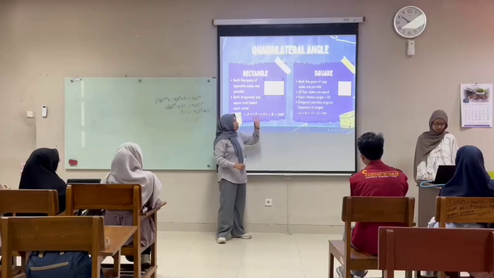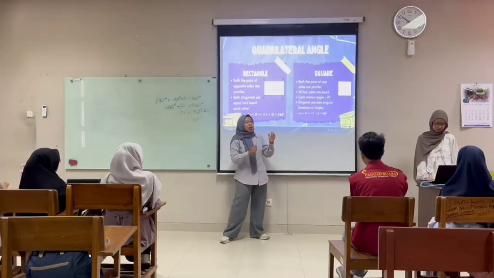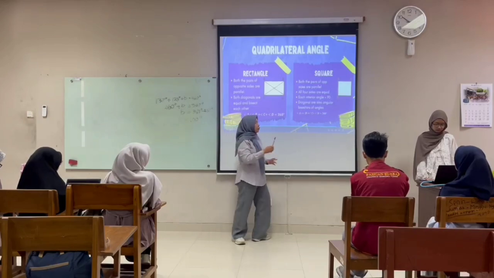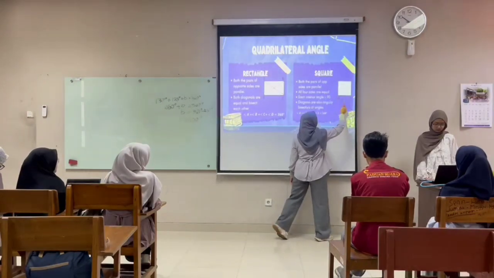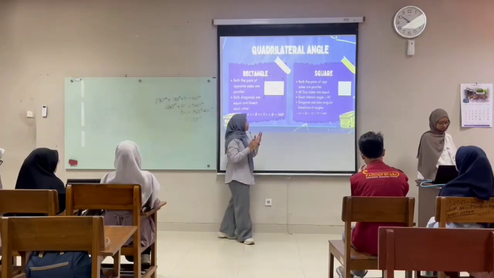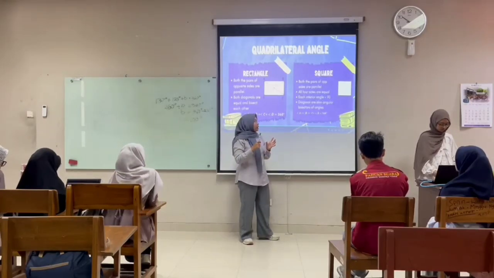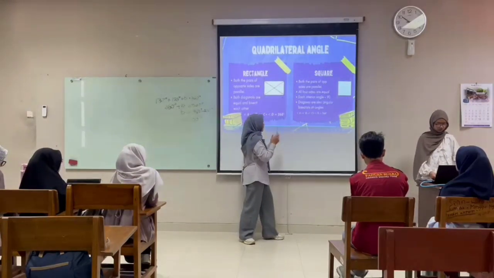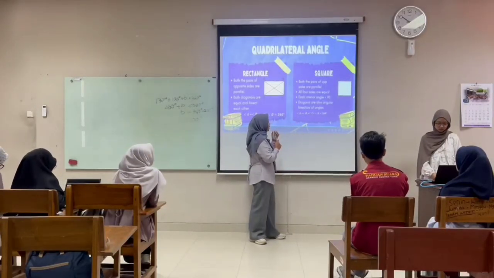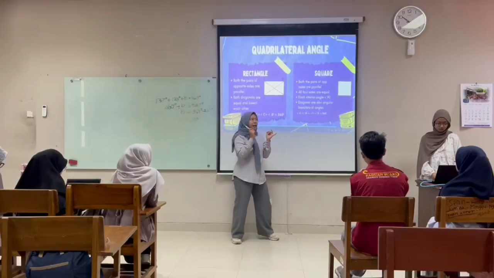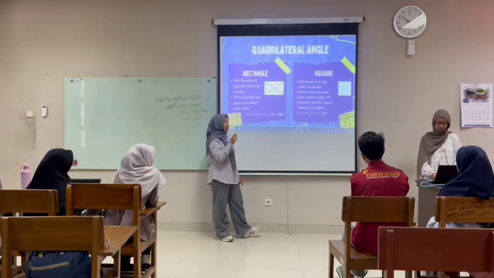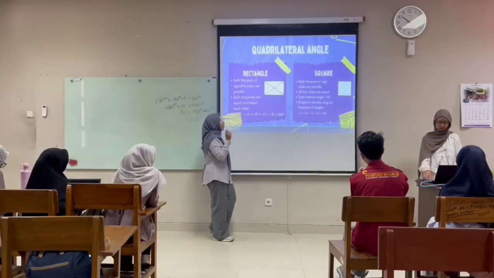The last type of quadrilateral is the square. A square has pairs of sides that are parallel. So this is AB parallel to BC. Two, all four sides are equal. And three, each interior angle is 90 degrees. And also the diagonals are angle bisectors. So angle A plus angle B plus angle C plus angle D is 360 degrees. Okay, good job.